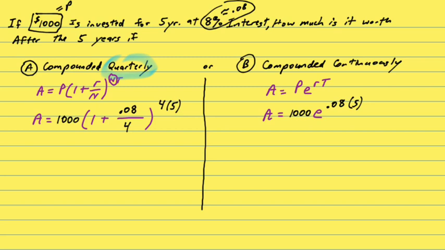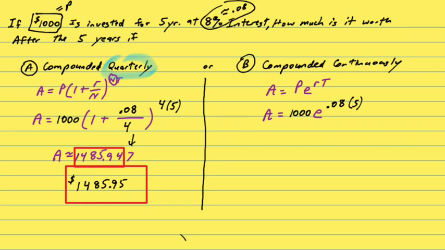The way I would do it on my calculator is I would do 0.08 divided by 4. That gives me a decimal. Add 1 to it, raise it to the 20th, and multiply by 1,000. That gives my amount to be $1,485.947. Because it's dollars and cents, we want it to 2 decimal places. So the answer is $1,485.95.